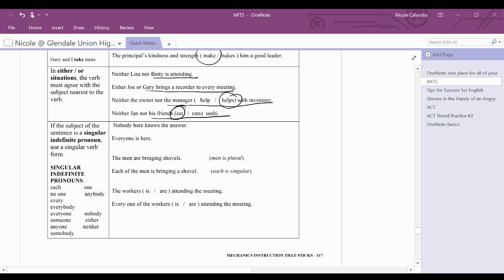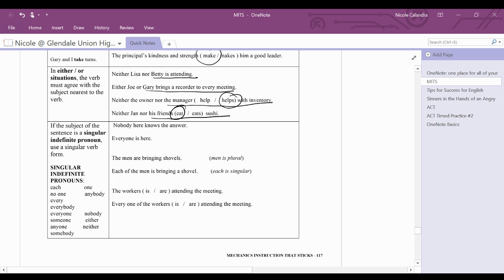Okay, so now what do you do if it's indefinite, right? So sometimes you have a singular pronoun that is indefinite, like nobody, everyone, everybody, that kind of thing. When you have one of those, you use a singular verb form. So nobody here knows the answer. Everyone is here. The men are bringing shovels.